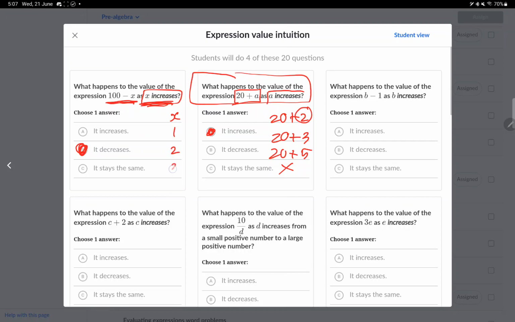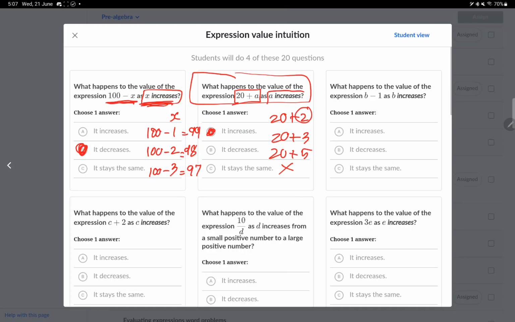So let's say we choose x to be 1, 2, and 3. You have 100 minus 1, it is 99. 100 minus 2 is 98. So when you're subtracting by a bigger number, the whole expression becomes smaller and smaller. Okay, so that's why as x increases, 100 minus a bigger number becomes a smaller number. Okay? Yeah? So these ones are a little bit tricky.